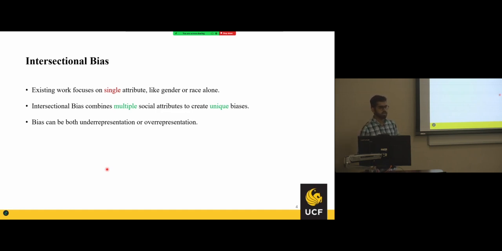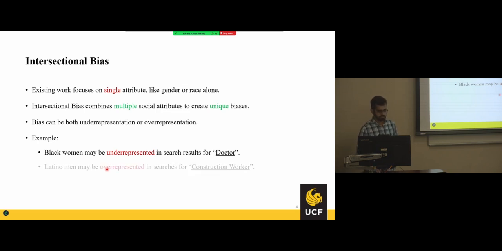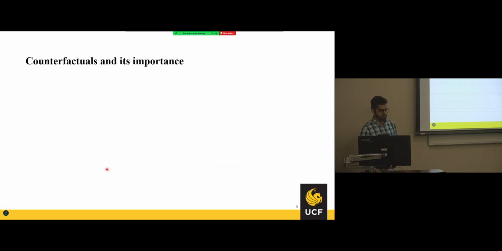For example, if you ask a query to retrieve images for doctor, and it has very few occurrences of black women being a doctor, that means it's a bias, an underrepresentation. Similarly, if you ask to retrieve an image for construction worker and it fetches a larger number of Latino men, that means it's again a bias, which in this case is an overrepresentation.